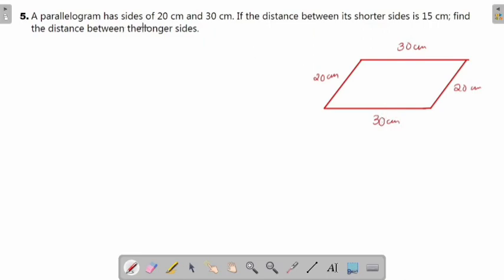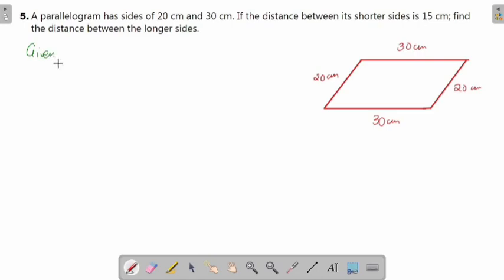Okay, now it is given that the distance between the shortest sides is 15 centimeter. Which one is shorter, by the way? Out of 20 and 30, the shorter side is this one, right? So basically distance between shorter sides means the distance between the parallel sides, right? So distance between parallel sides is called height. So if the distance between them is given, that becomes the height, then your base becomes 20 centimeter. Okay, I'm sure you are able to understand this.